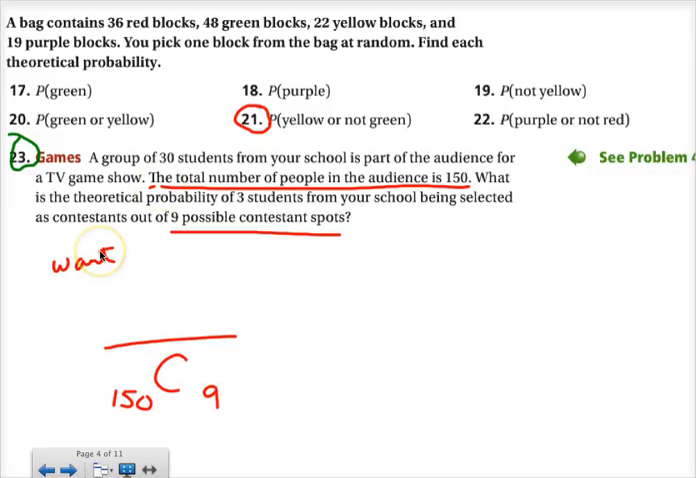Now, what we have to do for the numerator is what we talked about in class. We're going to have to deal with what we want to happen and then what we need to make sure that we have enough people up there on stage. So focus on what you want first. And what you want is the probability that 3 students from your school are going to be selected. Again, we're going to use combinations because you don't care about the order, but there were 30 students that came from your school. And you want 3 of those to be chosen.